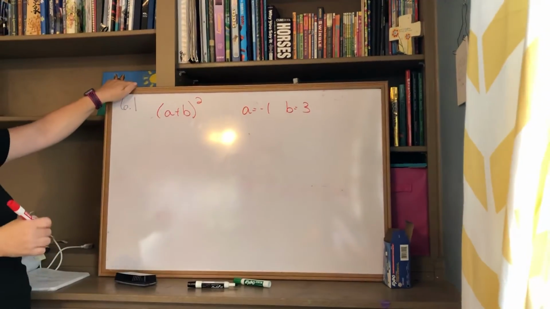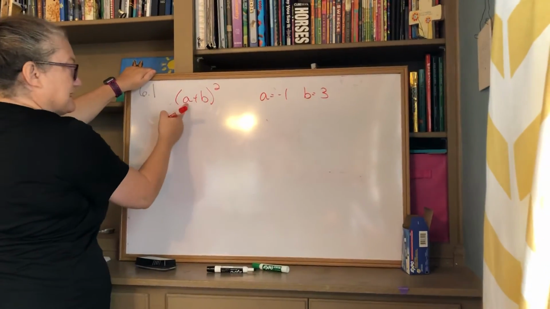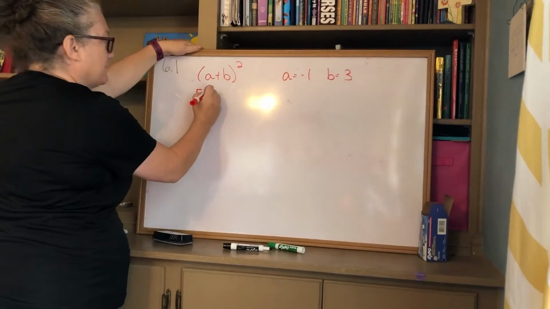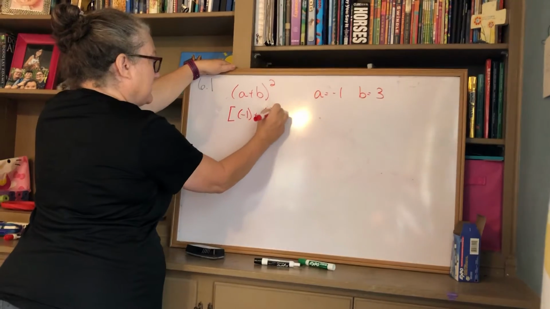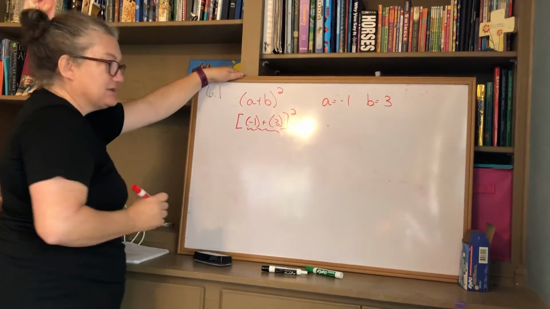Okay, so we're going to evaluate this with a equals -1 and b equals 3. So I'm going to, once again, since I'm going to be adding some parentheses, bump that up to the next bracket symbol. And I'll put -1 plus b is 3 bracket squared. We simplify what's inside the parentheses first.